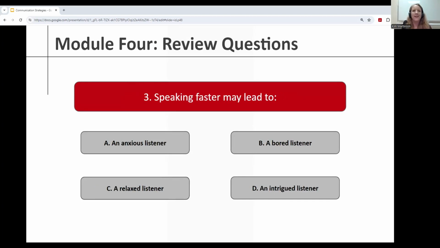Okay, last one. Speaking faster may lead to A, an anxious listener, B, a bored listener, C, a relaxed listener, or D, an intrigued listener. Okay, great. A, yes, a hurried pace can make the listener feel anxious and rushed. Great job.